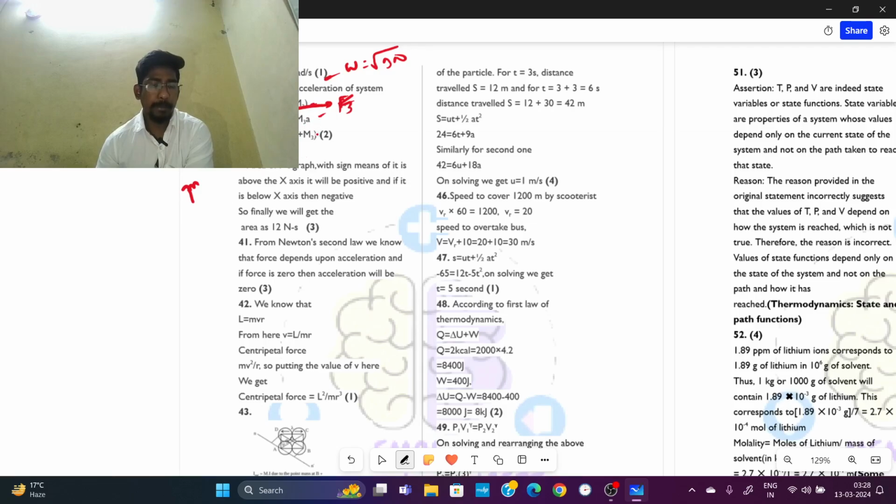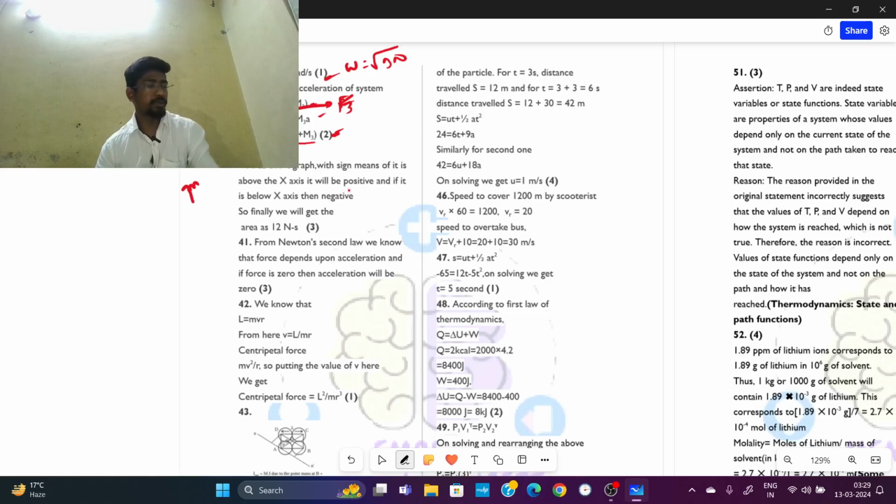So if we put the value of a from here to here, you will get that the force will be equal to m3 F1 divided by m1 plus m2 plus m3. Just put the value of a, you will get this. That means option 2 is correct.